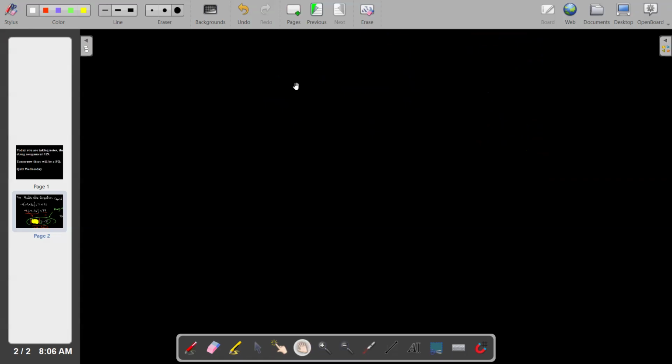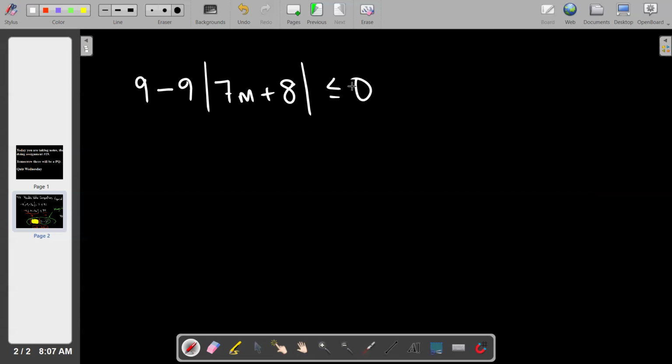Round 3. 9 minus 9 times the absolute value of 7m plus 8 is less than or equal to 0. Which road do you think we're headed down? For this quiz on Wednesday, there are now 3 roads that you have to take. Which road do you think this is? Let's find out. What do we do first?